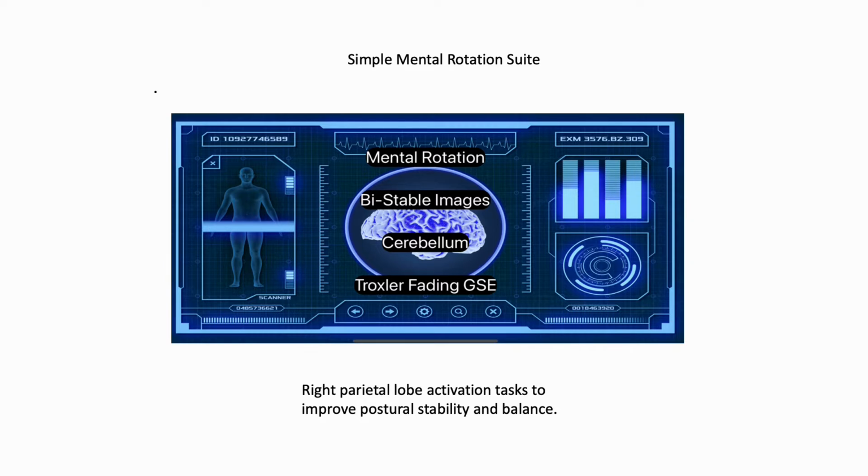All of these tasks have been shown in basic science research to preferentially activate the right parietal lobe of the brain. It is believed that the right parietal lobe represents the area of the vestibular cortex. In theory, stimulation of this area of the brain may enhance rehabilitation efforts in patients suffering from dizziness, vertigo, and/or disequilibrium.